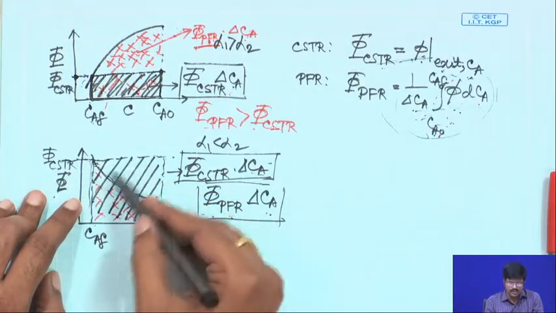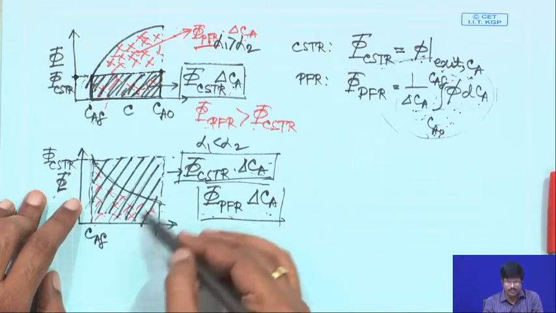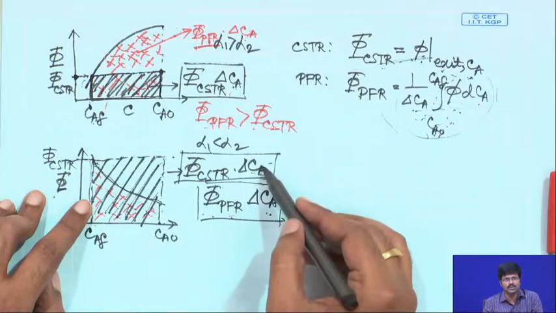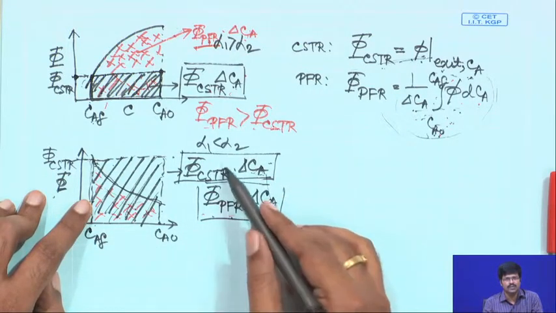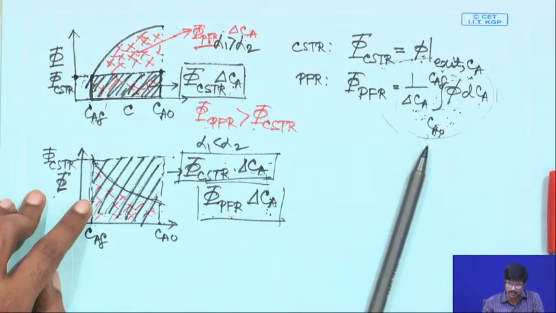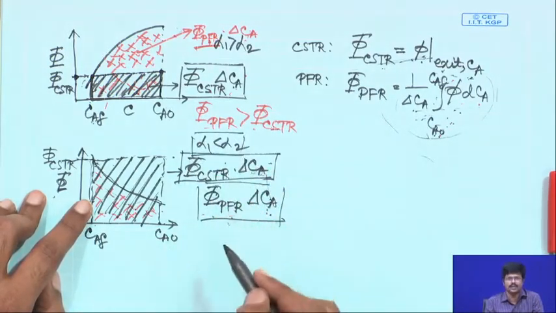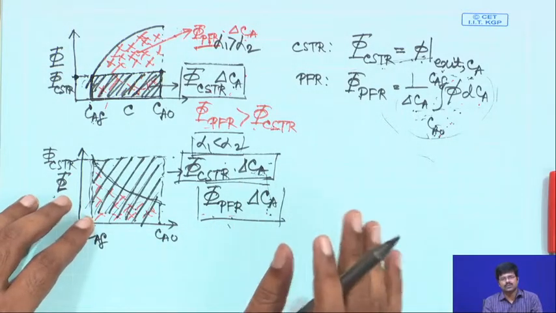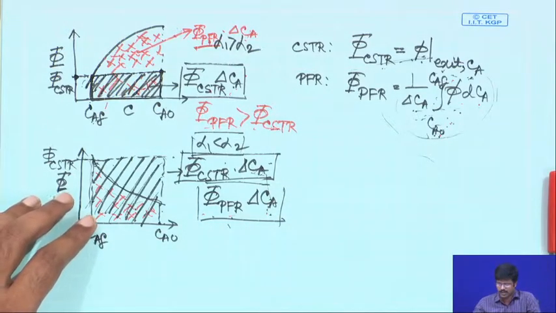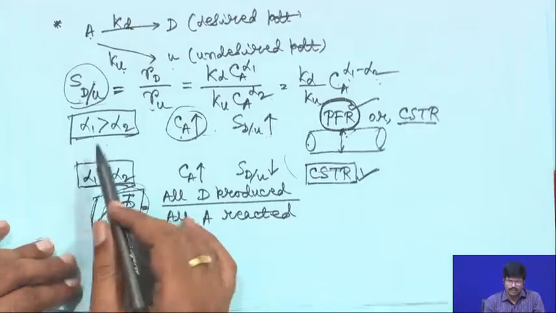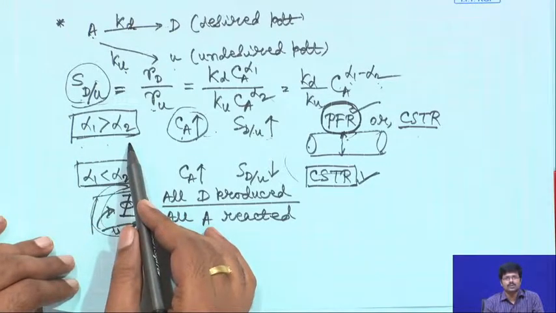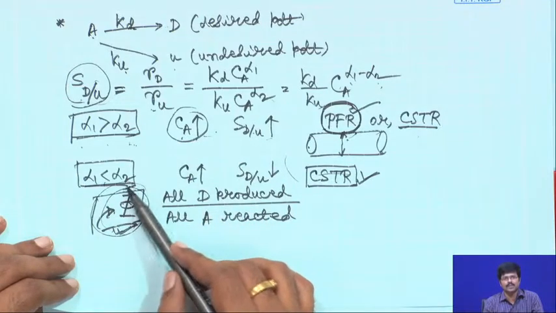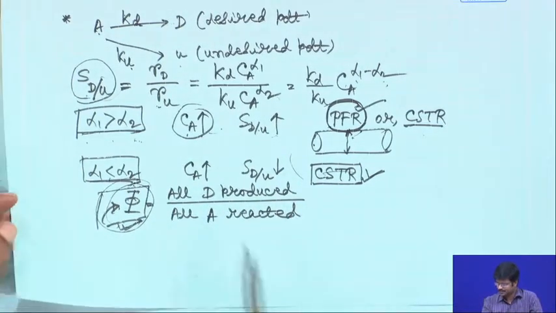Again you see that the area that we are considering for CSTR is greater than the area that we are considering for PFR, and in both the cases one term is common, delta CA, which is the same. So, basically here your phi CSTR is greater than phi PFR. So, when alpha 1 is less than alpha 2, your phi CSTR is greater than phi PFR. So, we showed both graphically as well as through intuition and through the mathematical expression that when your alpha 1 is greater than alpha 2, you will get better selectivity when you are using a PFR, and when your alpha 1 is less than alpha 2, you will get a better selectivity when you are using a CSTR.